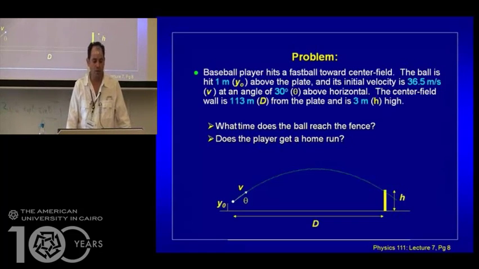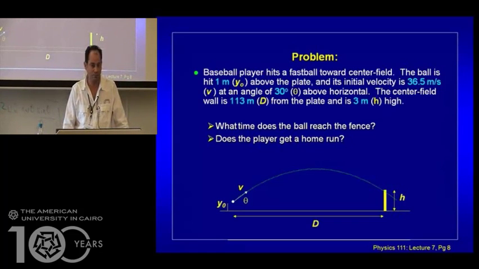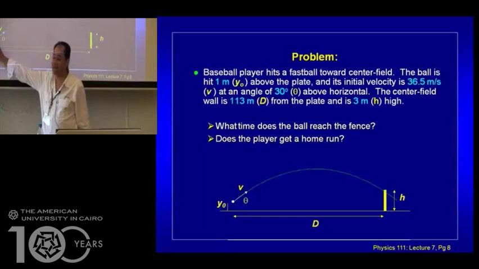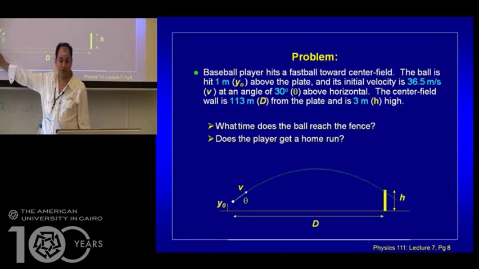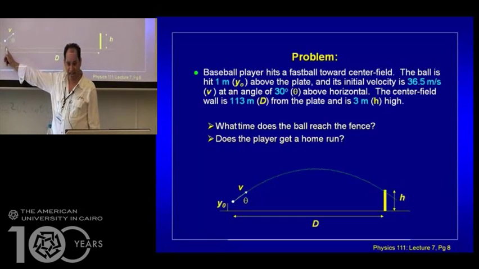Why is the initial position like this? Because he did not tell me anything about it, then I'm free to choose where my origin is. So I choose that to be my origin, which is x0 equal to 0 and y0 equal to 1. Okay.